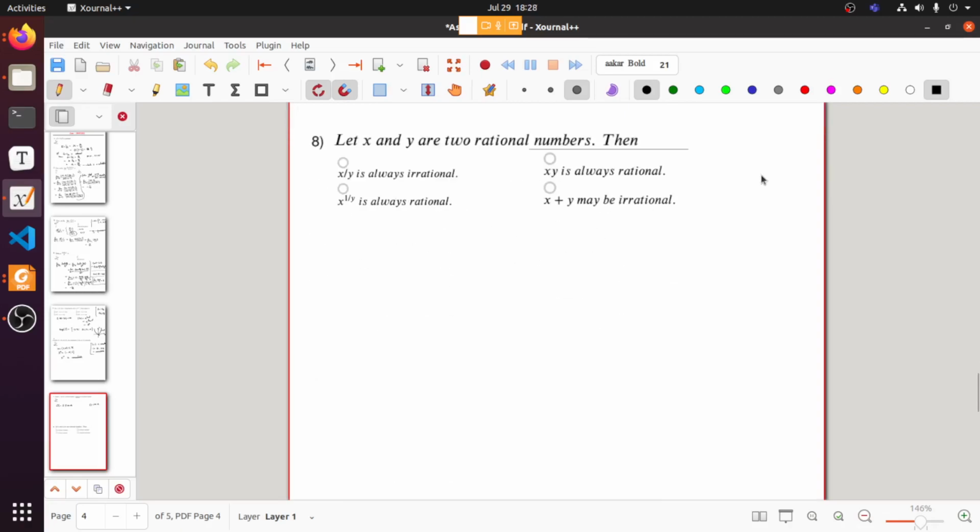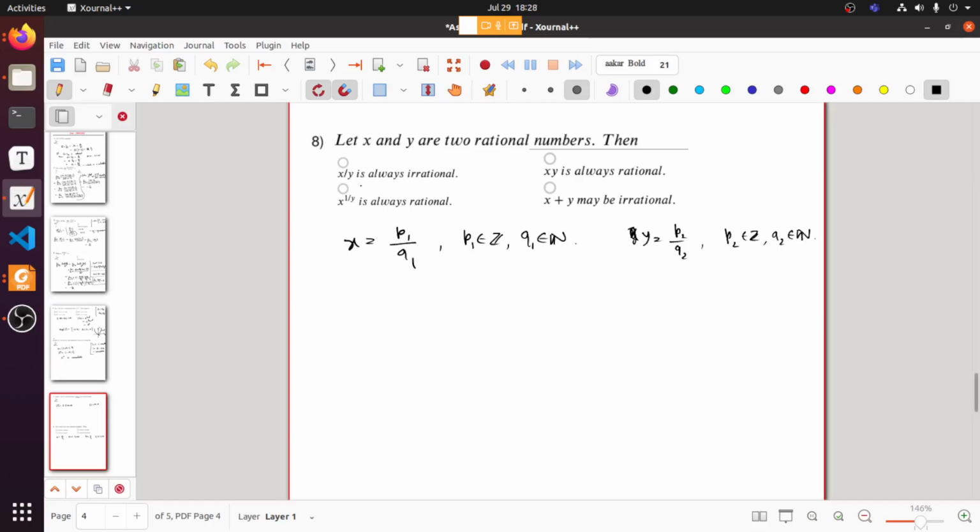What it's saying: let x and y be two rational numbers. Then there are 4 options. You have to say which will be true. So x and y are two rational numbers. Means x you can write as p1 by q1, where p1 belongs to Z and q1 is a natural number, right? Similarly y you can write as p2 by q2, where p2 belongs to Z and q2 belongs to N, right?